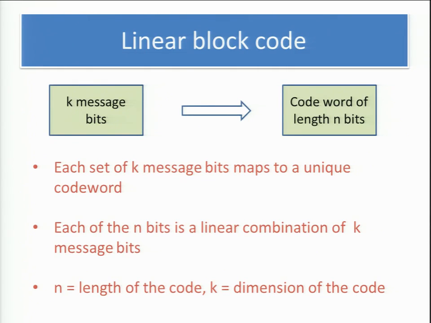And second is that I am calling it linear. So each of the n bits is a linear combination of the k message bits. That's why the word linear is here. So n is called the length of the code, and k, the k message bits that we used, is called the dimension of the code. So these are the parameters of the code that I am introducing slowly.